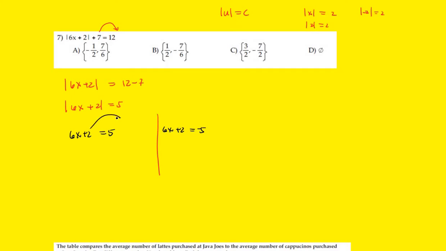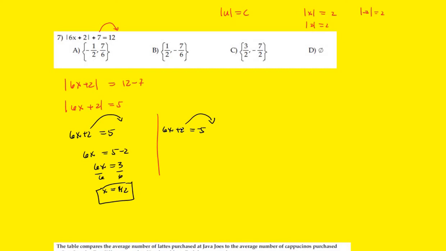We send 2 to the other side. It's going to be 6x is equal to 5 minus 2. 6x is equal to 3. We divide by 6 both sides, and we get x is equal to 1/2.